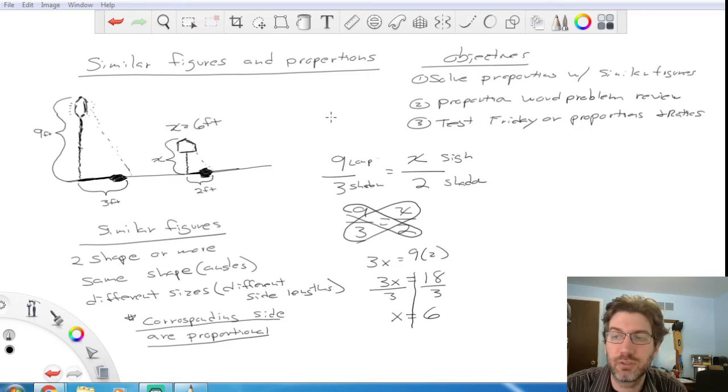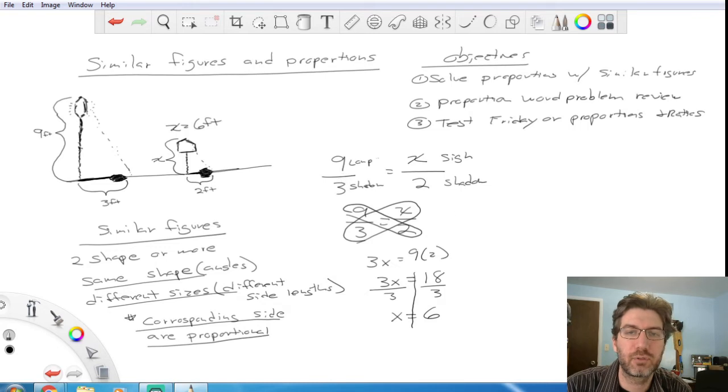Once we finish, if there's any other questions about similar figures, it's really just a definition. So if you know the definition of similar figures, they're two or more shapes, same shape, different sides, and corresponding sides are proportional. You can set up proportions with them and find the unknown sides. It was something that I wanted to go over earlier that we kind of lost track of time, so I saved it till the end of the chapter.